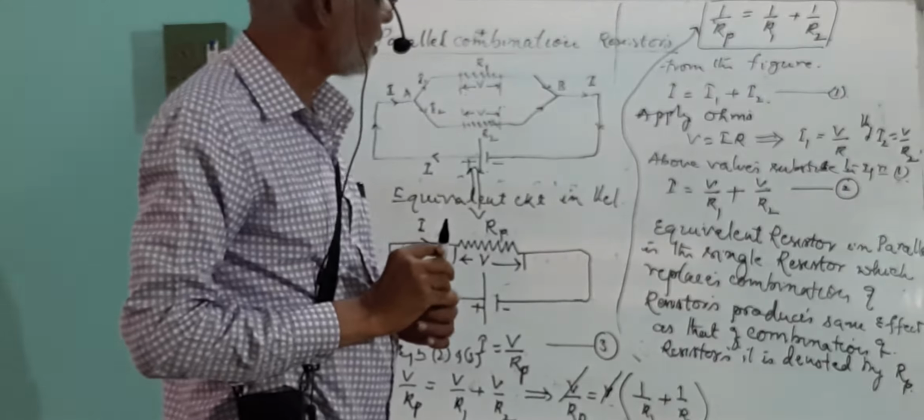Now I want to brief that once again. You have drawn the two resistors. Two resistors are said to be connected in parallel if they are connected between two given points, and across this combination a battery is connected.